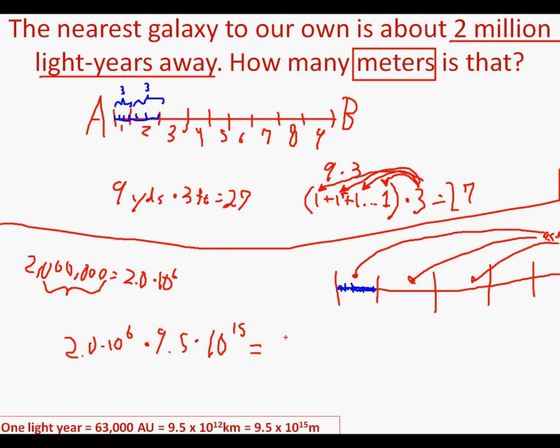So when I put that in my calculator, 2 million times 9.5, I end up getting 1.9, and what comes out of the calculator is E22, which is the same thing as times 10 to the 22nd power. Alright, so there is the answer.